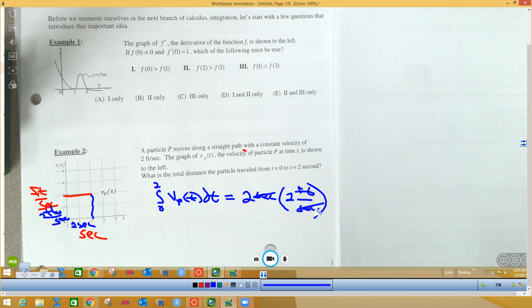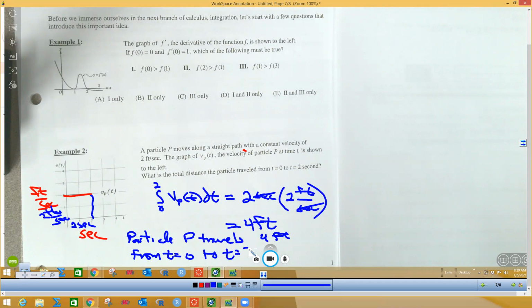So this second and this second reduce. So this would end up being 4 feet. So I would write the answer to this as: particle P travels 4 feet from t equals 0 to t equals 2 seconds.